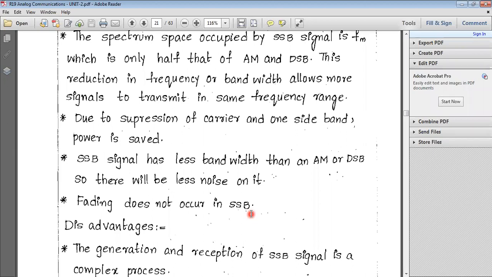Suppose the signal passes through one region with a temperature of 40 degrees centigrade, and in another region with 50 degrees centigrade. Then according to the atmospheric weather conditions, the signal attenuation also changes. That variation of attenuation is called fading. So fading does not occur in SSB. That is the main advantage of SSB.